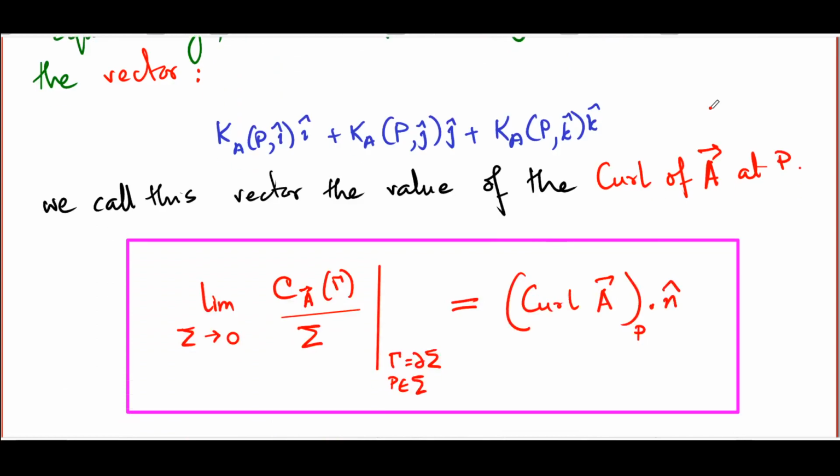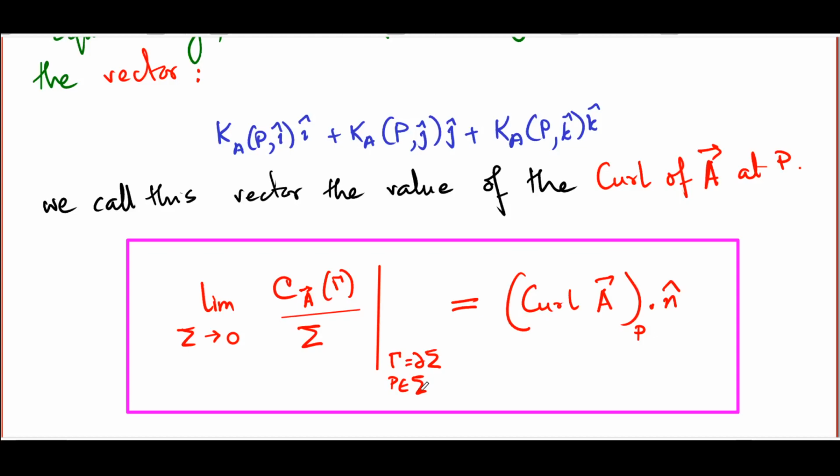So how do you define curl of A at the point P again? You define it simply by taking the limit of the circulation about gamma, which is a boundary of sigma, divided by the area, in the limit, of course, where the sigma shrinks down to zero, with the point P still inside sigma. This gives me the circulation density in a plane shared by the loop sigma. That actually is going to be a vector curl of A at the point P, dotted with n hat.